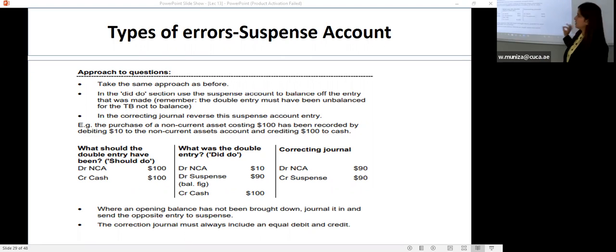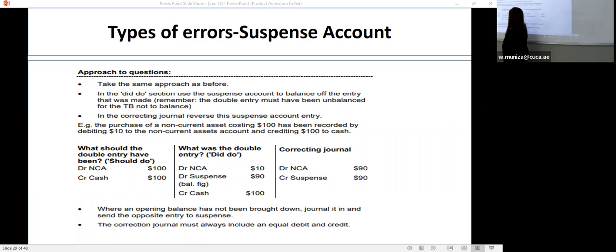Take the same approach as before. In the did do section, did do means the correct accounting entry. In the did do section, use the suspense account to balance off the entry that was made. In the correcting journal entry, reverse the suspense account entry. So the correct accounting entry should have been debit non-current asset, credit cash. But what wrong accounting entry has been passed? Debit non-current asset and credit cash.